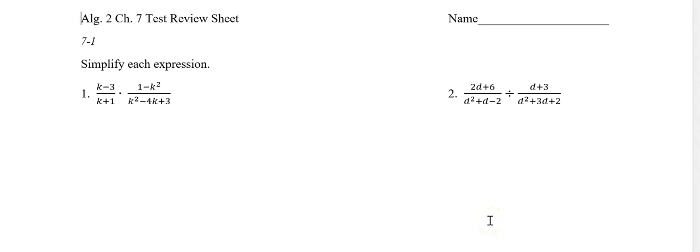All right, so we are working on this Chapter 7 test review sheet, and let's just get started trying to get you prepared for this test coming up. This first problem involves multiplication of rational expressions, and so your goal here in problems 1 and 2 will be to first factor everything that is possible to be factored.